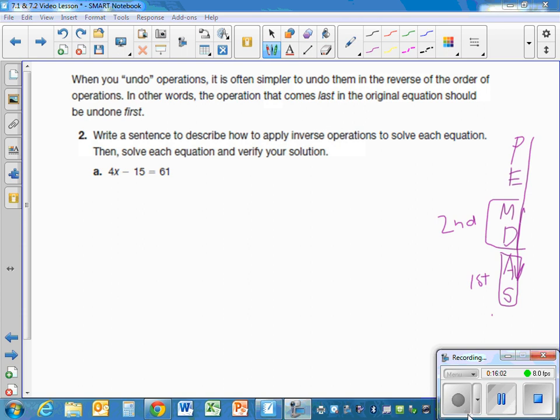Number 2 says, write a sentence to describe how to apply inverse operations to solve each equation. Then solve each equation and verify your solution. So first, we're going to do the same thing that we did. We have to take care of any addition or subtraction first. Again, our goal is to solve for the variable. So we're looking to get x all alone on one side. So we need to get rid of everything else.